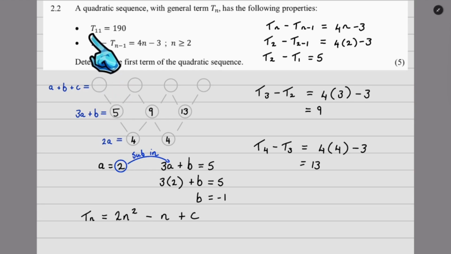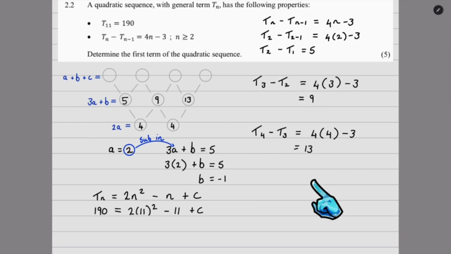So we're going to use this to get it. Term 11 has a value of 190. So we're going to pop those in here. The 190 will go in here, and the 11 goes in n's place. And then once we pop those in, we just need to solve for C. So I'm literally going to type this into my calculator. I don't want to do mental math and take a chance.